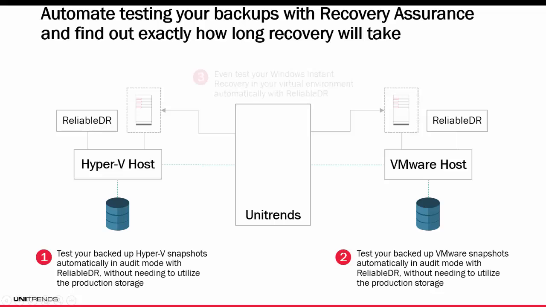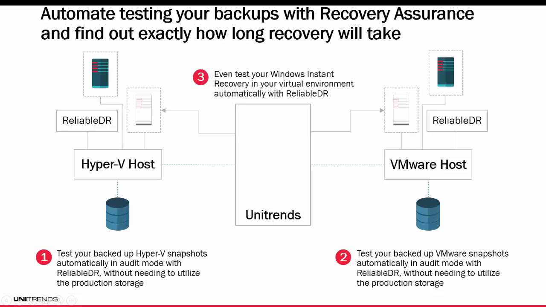You can even test the Windows Instant Recovery capabilities of your backups. This means that the Recovery Assurance can go in, perform a pseudo Windows Instant Recovery, keeping it in audit mode so it's not connected to any networks. It'll be hosted within your VMware or Hyper-V. It'll keep the snapshot there if you need to recover, but it's going to be certain that the applications can function that you need from that Windows server.